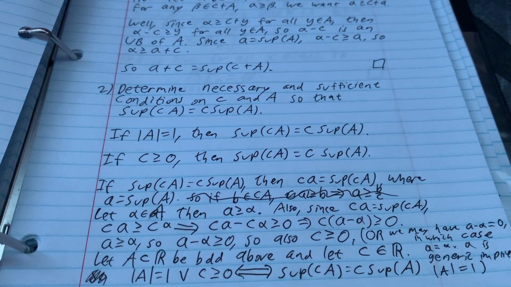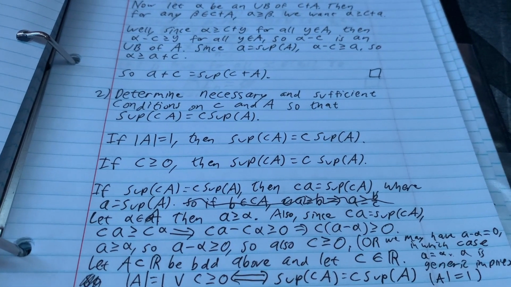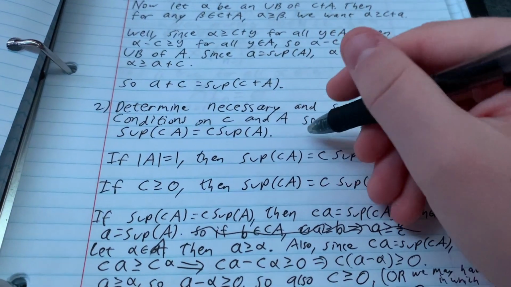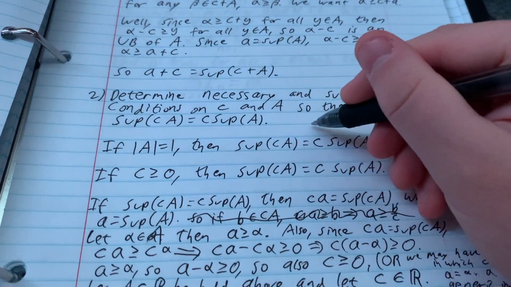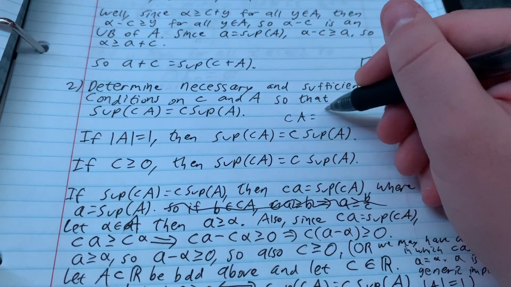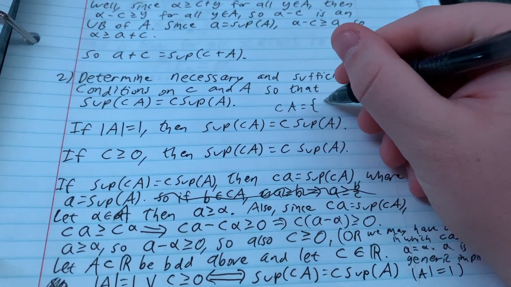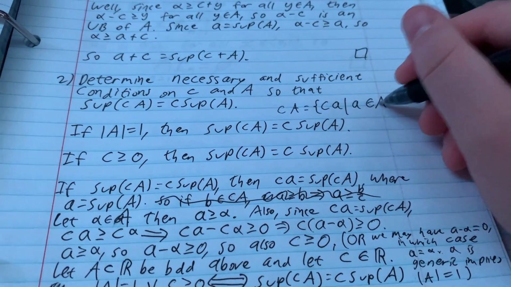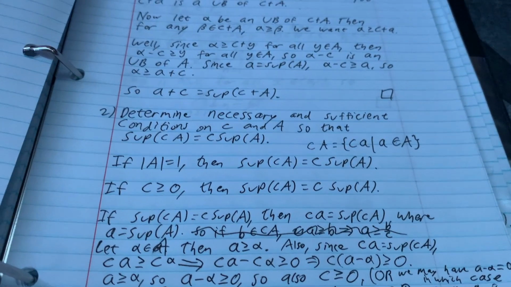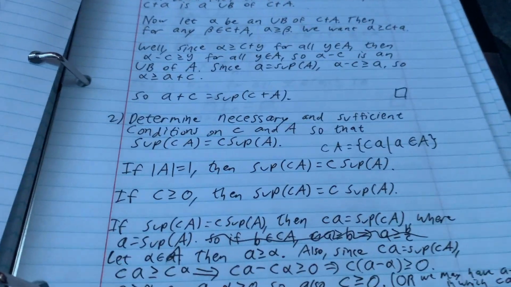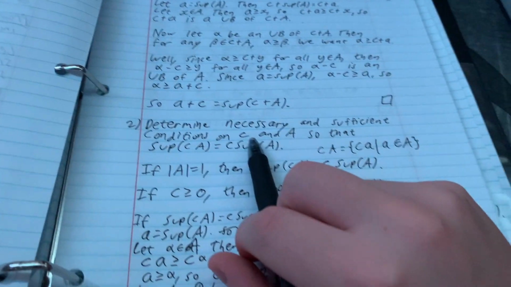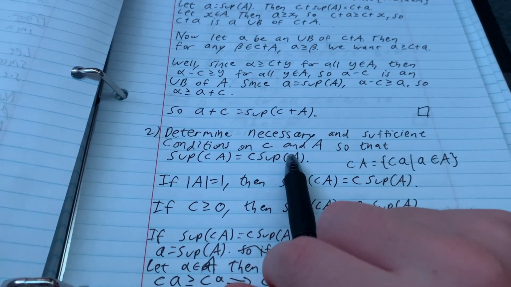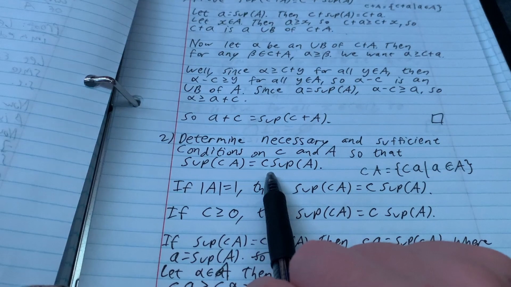Now, to determine necessary and sufficient conditions on C and A so that sup CA equals C sup A. This is defined similarly. CA is defined as the set of all elements C times a, such that a is in A. So we scaled the whole set by C, if you will. This one's asking you to construct something. It's asking you to construct conditions on C and A so that this thing holds.